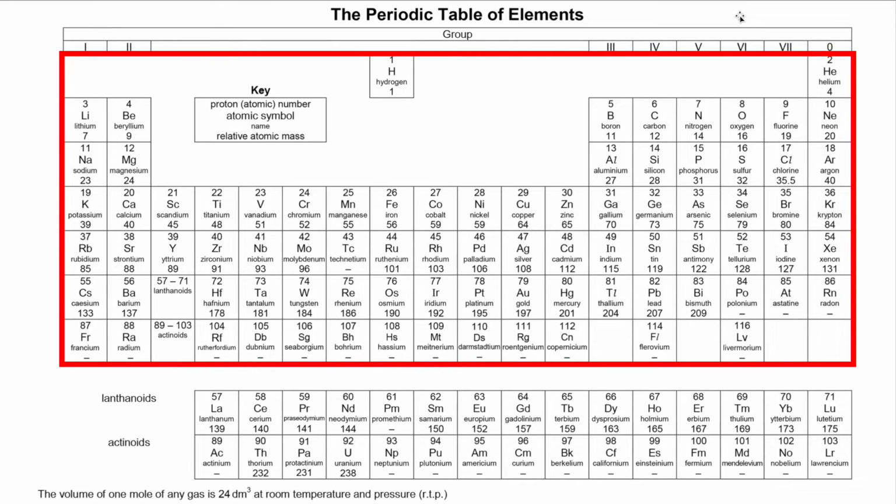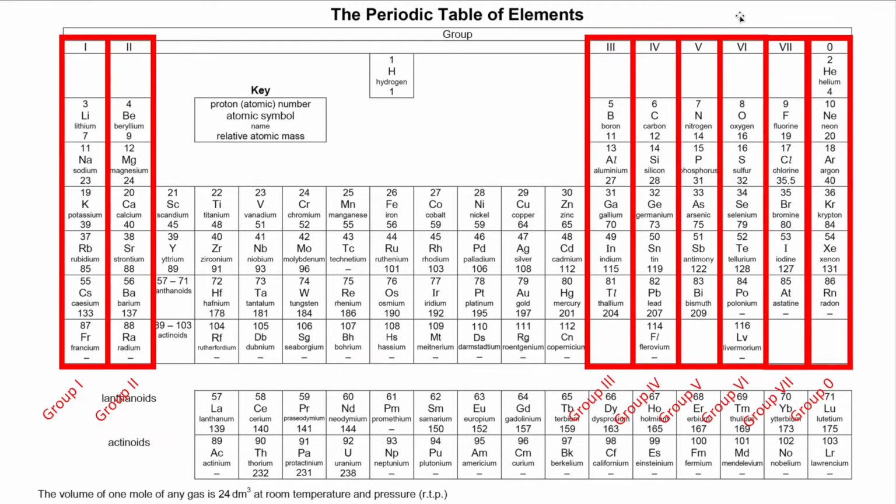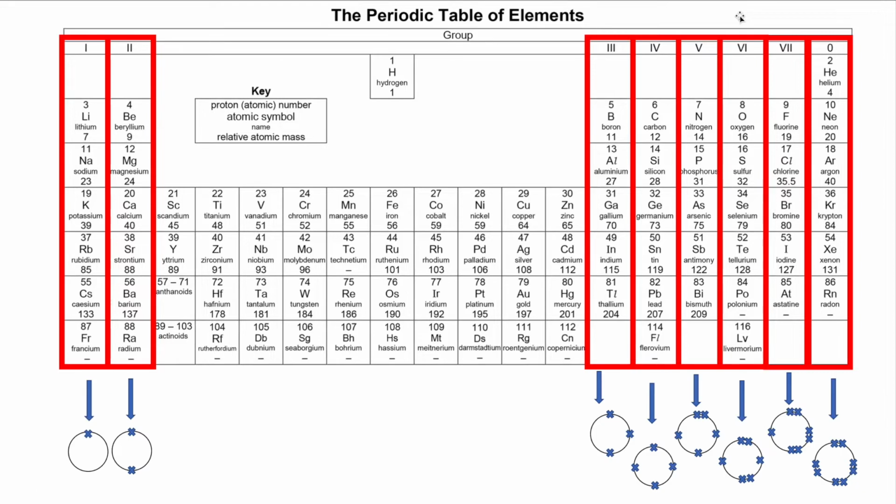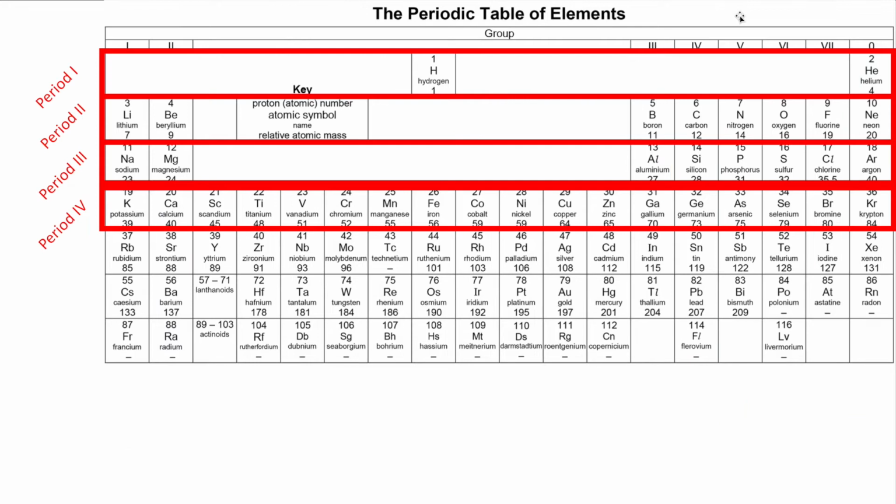The columns are called the groups. And why are they packed and arranged in this group form? Because the outermost shell shows the number of electrons they have in that particular group. So all those in group 1 have 1 electron in that outer shell, so on and so forth. And the rows depict the number of shells that they have. So the first row, the first period, will be 1 shell, second row 2 shells, so on and so forth.